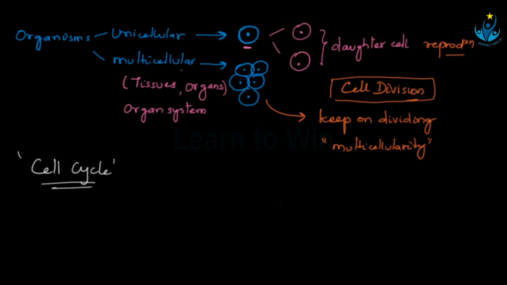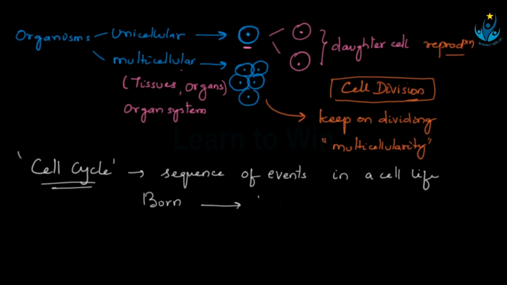The cell cycle actually talks about a sequence of events, or happenings, that happen in a cell's life, right from the stage the cell is born till the stage it divides in two. So everything from the stage it is born to when it divides and forms new daughter cells, everything that happens in that cell's life, is called the cell cycle.